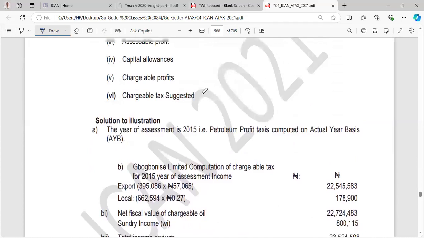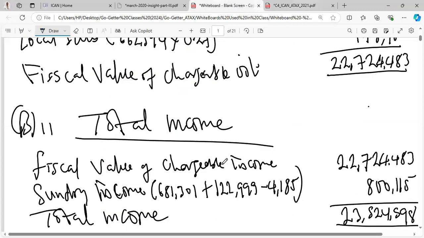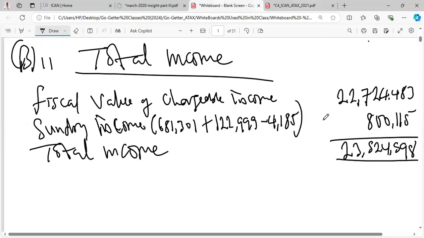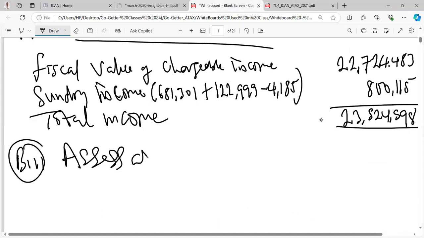The next thing now is we'll look at accessible profit. Now, this is where I want you to pay special attention. Accessible profit. So total income is easy to get now. So you have D3, accessible profits.